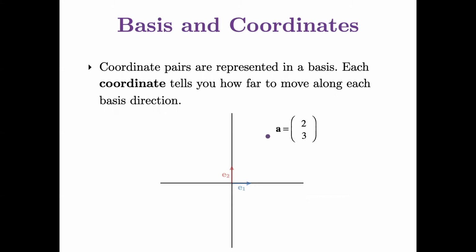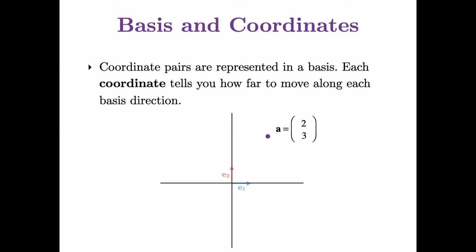Coordinates are always represented in a basis. Here's where we're taking something elementary, like coordinates and plotting points on a plane, and bringing it into abstraction so that we can mess around with it a little bit to our advantage. So here I have the point 2, 3. We think about that as a vector, but also as a point.